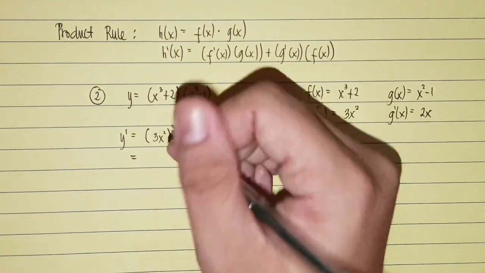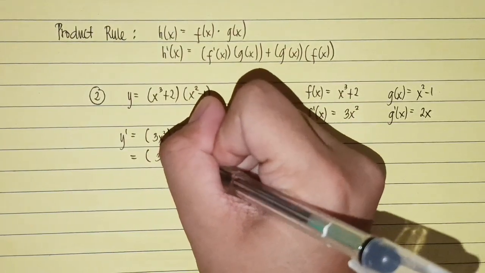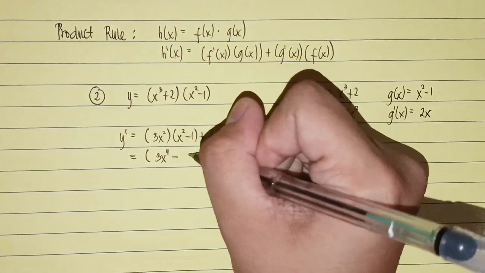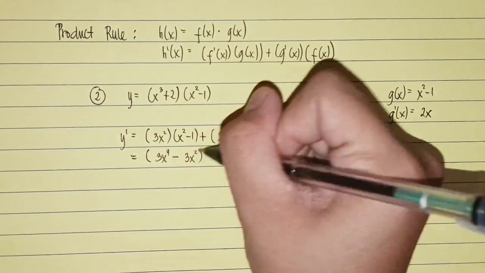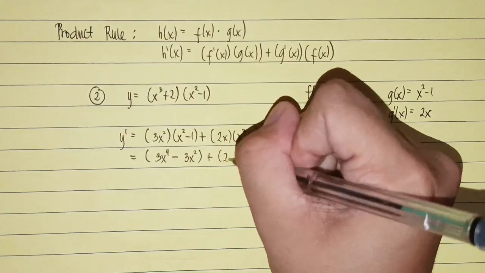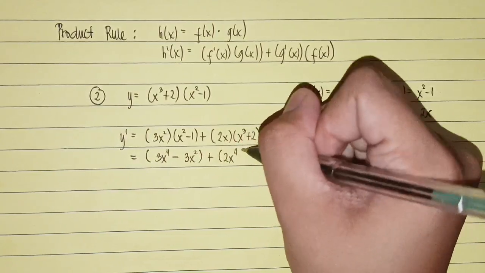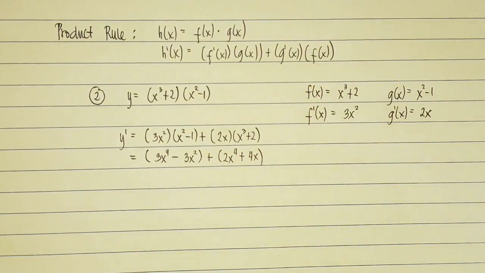Now let's simplify. 3x squared times x squared is equal to 3x to the power of 4. And 3x squared times negative 1 is equal to negative 3x squared. Plus 2x times x cubed is equal to 2x to the power of 4. Plus 2x times 2 is equal to 4x.